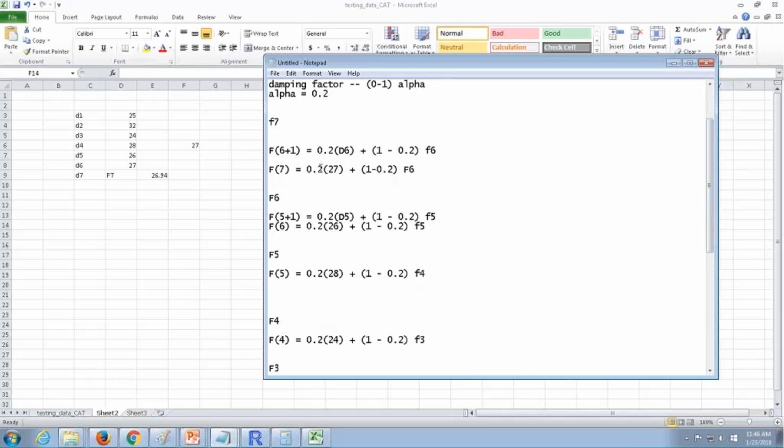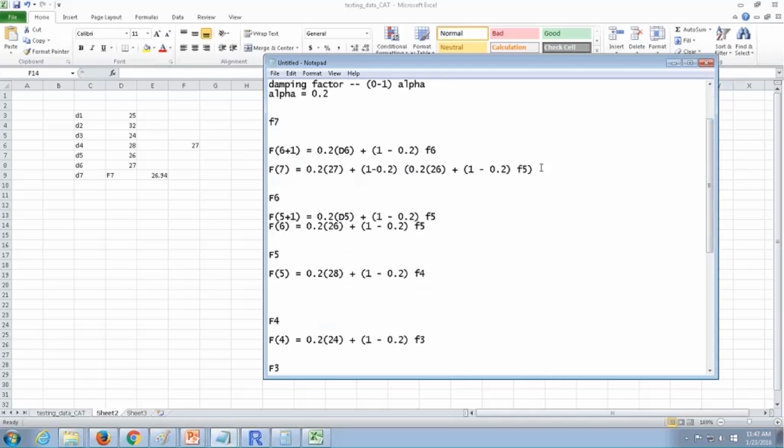Instead of 0.2, just make it alpha. Even it is 1 minus alpha F6. So instead of this F6, what value can I substitute? I can substitute this entire formula, right? Instead of this F6 value, I'm going to substitute this entire equation. Control C, I'm going to paste here.